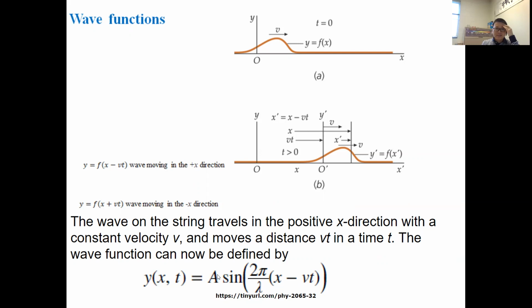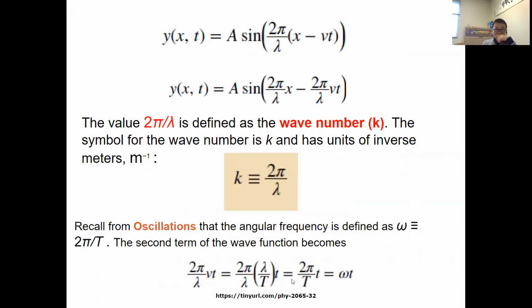So the wave function as a function of position x as well as a function of time t is equal to the amplitude times sine of 2 pi over lambda times x either minus vt or plus vt. For minus vt, the wave propagates to the right. For plus vt, it propagates to the left. And you can distribute this into the parentheses, so it becomes 2 pi over lambda x minus 2 pi v over lambda t. Then we define 2 pi over lambda to be k, called the wave number.